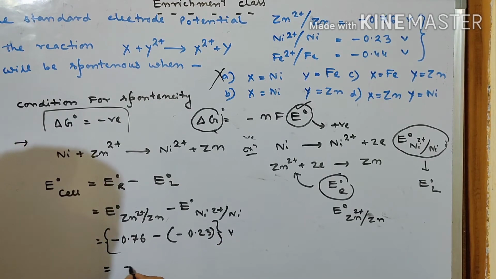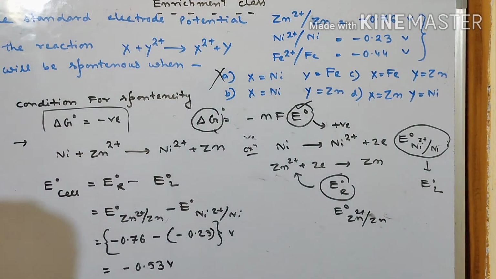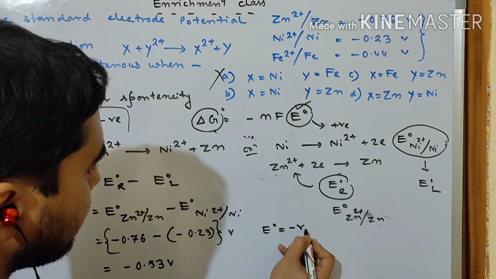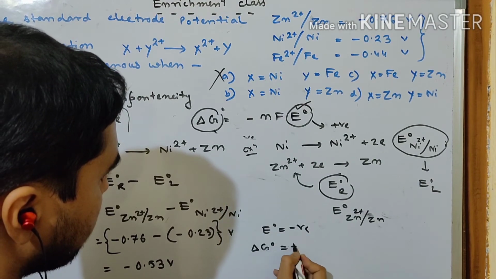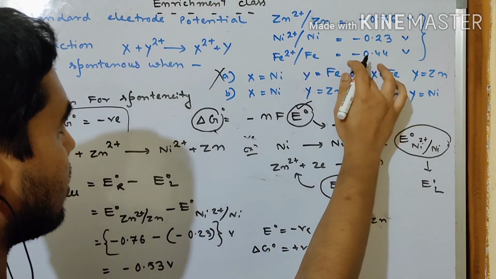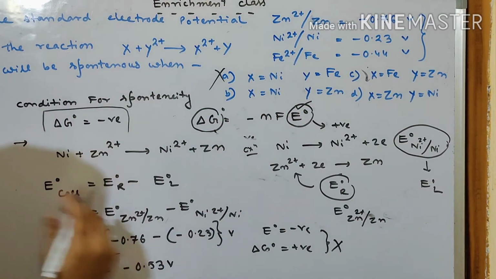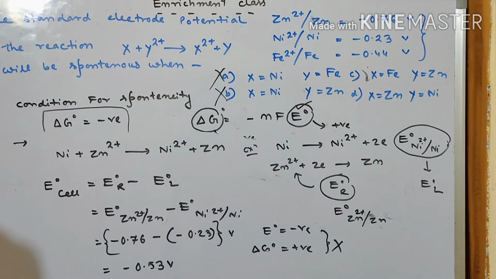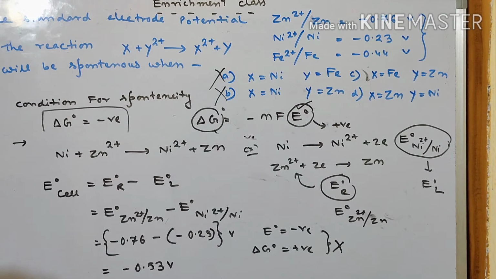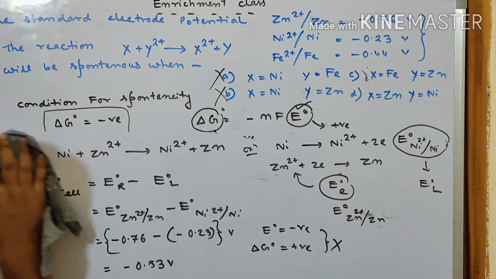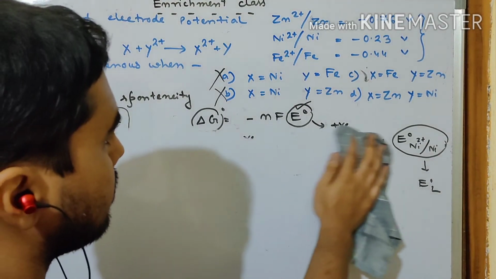So it should be minus 0.53 volt. Okay. Obviously, since E0 is negative, delta G0 should be positive. So here also it is not spontaneous. So the second one, nickel and zinc, is also ruled out. So the first two options are already ruled out, but we have to see the third one also. So let us proceed to option C.